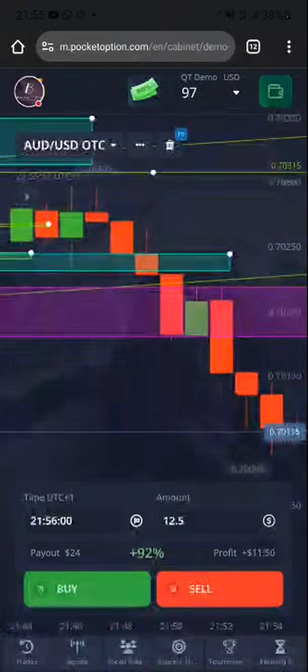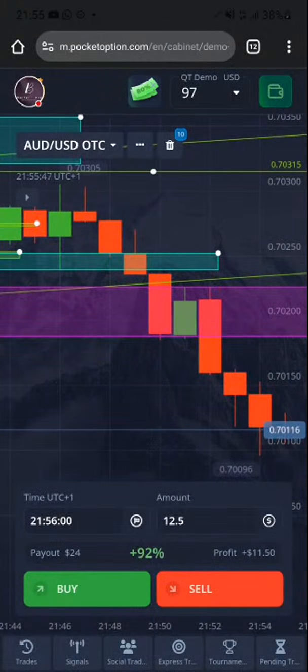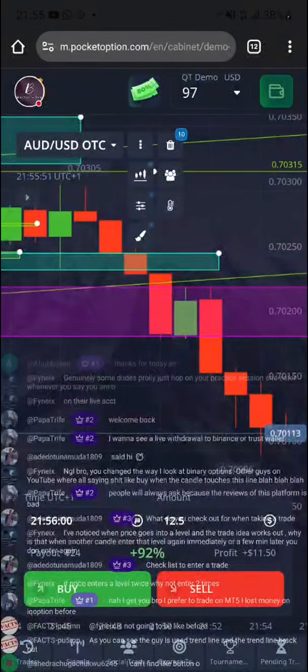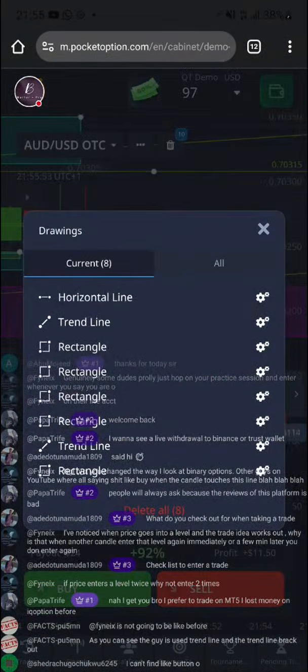So look at this. This fourth one, I was expecting it to be a green candle. But the fact that you miss a trade or you lose a trade does not mean it's a bad trade.